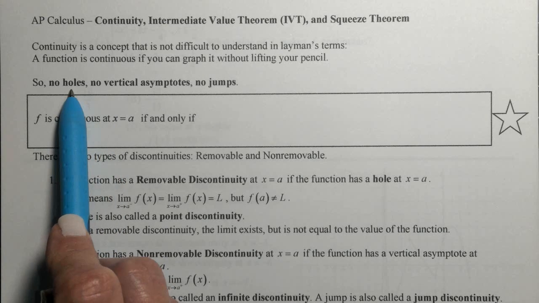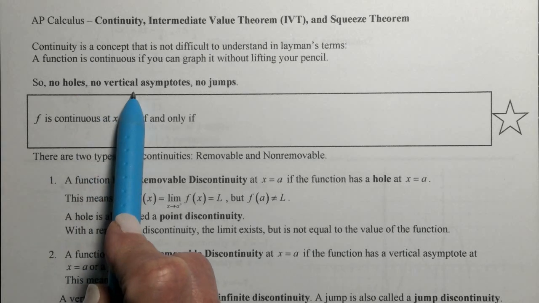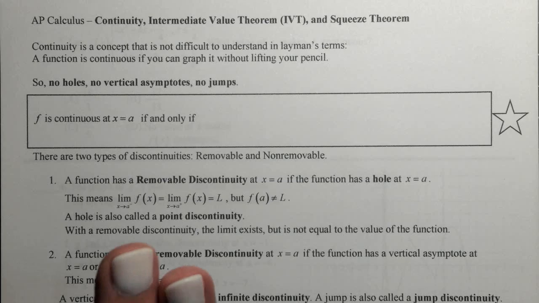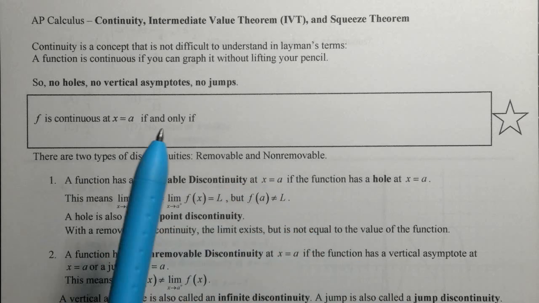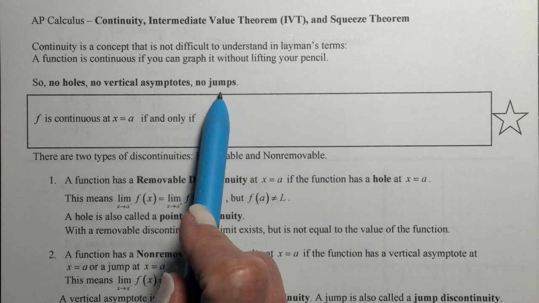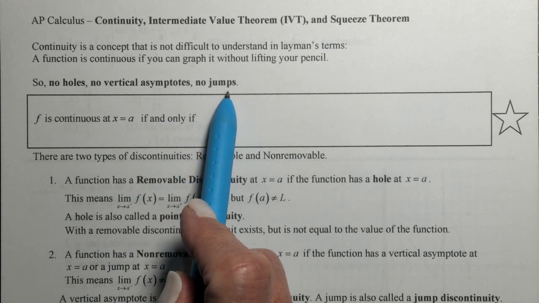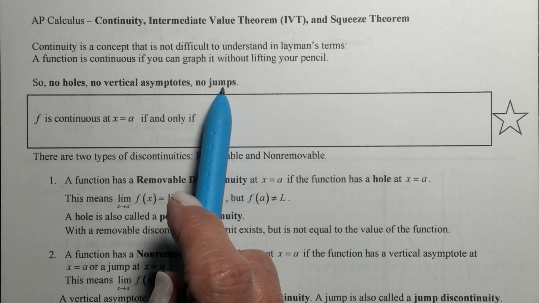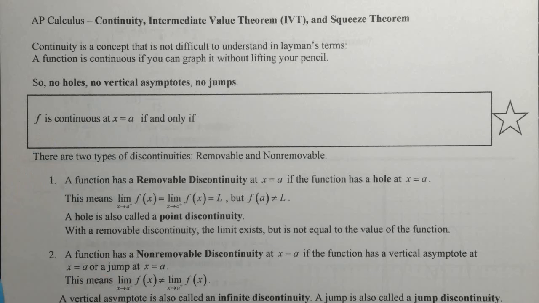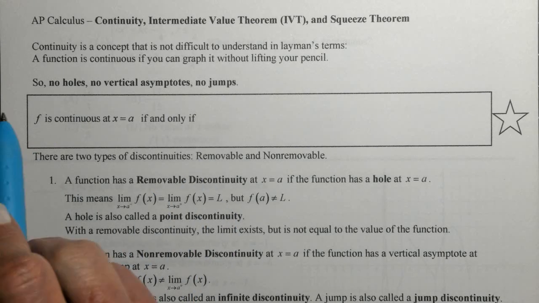So there are no holes, no vertical asymptotes, no jumps. Horizontal asymptotes are perfectly fine, but no vertical asymptotes. Okay? Jumps you would see in piecewise functions and in step functions, things like that. And then no holes. All right, so a rigorous definition of continuity.